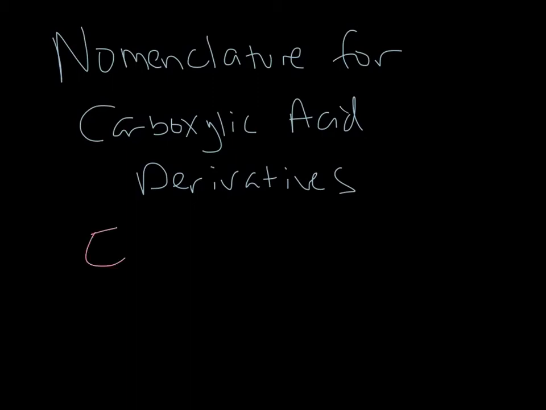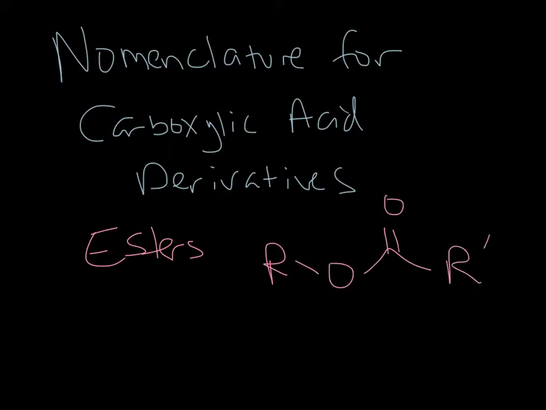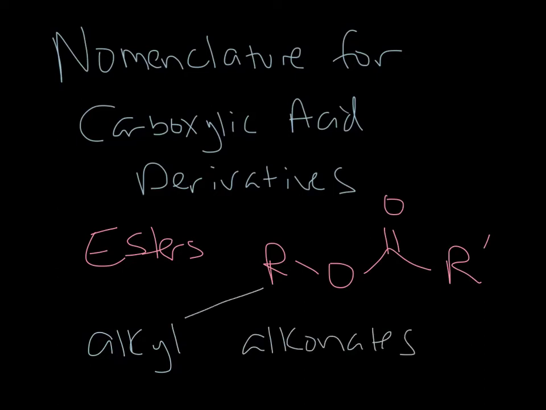So we'll start with esters. Generically speaking, this is an ester, and the way that we name esters is alkyl alkanates, generically. And this R group coming directly off the oxygen is the alkyl substituent, and whatever the R prime group is that comes off of the carbonyl, that's the alkanate part of the name. So we'll do a specific example on the next page.